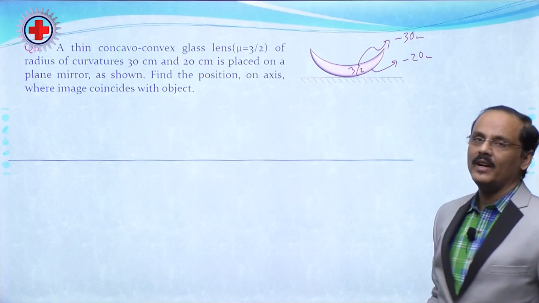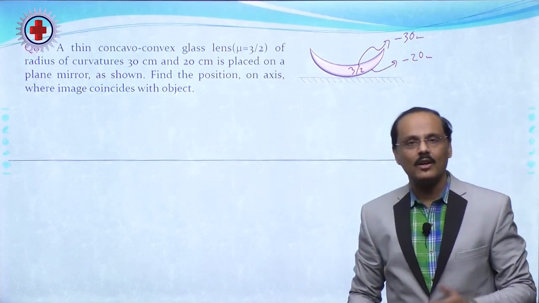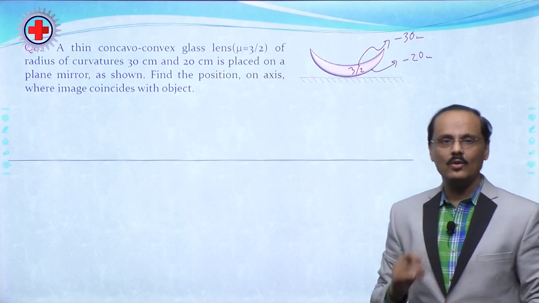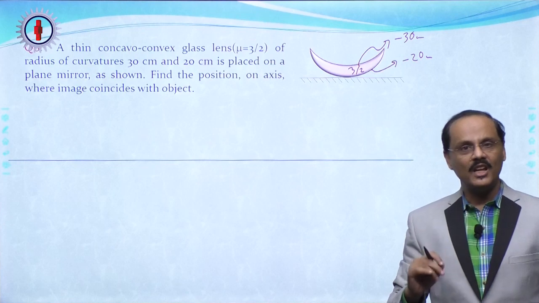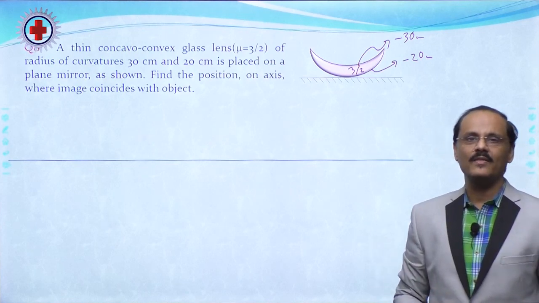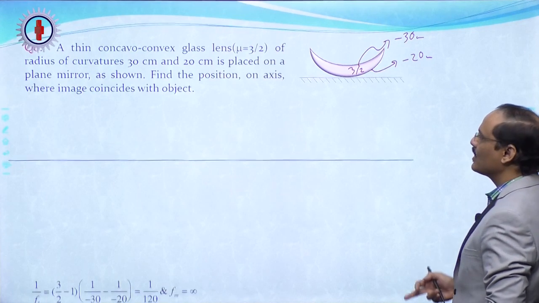So, first we need to find its focal length, and its behavior should be like a concave mirror. Then you know that when the object is placed at the center of curvature, the image is formed at the center of curvature of the concave mirror. Let us first find its focal length.